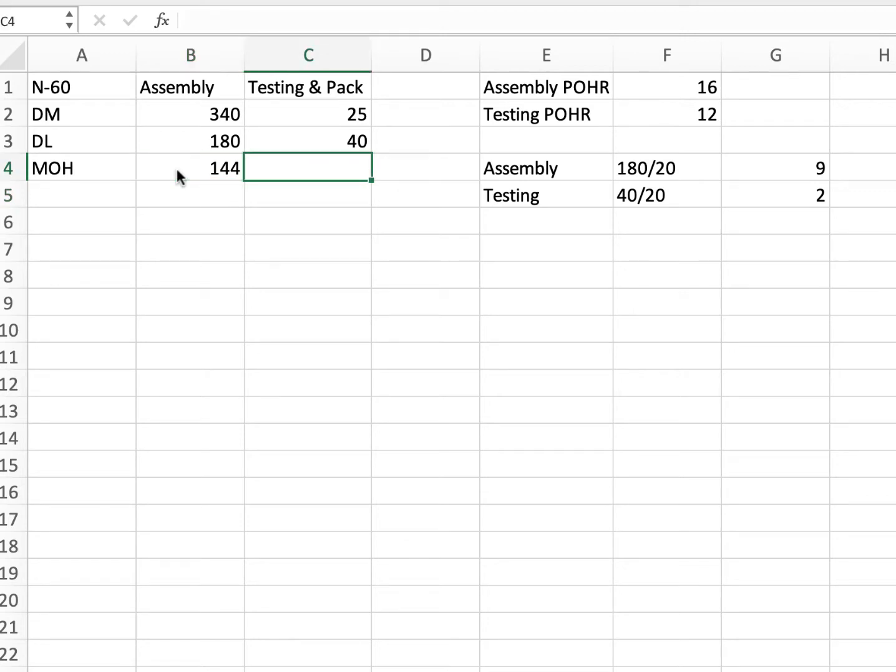I do the same thing with testing and packaging. I take my predetermined overhead rate for the testing department, which is $12, and I multiply that by the number of direct labor hours that the testing department incurs, which is 2. I get $24.